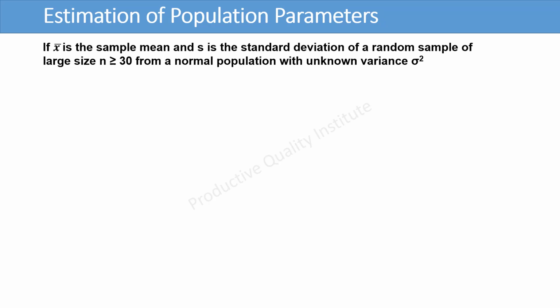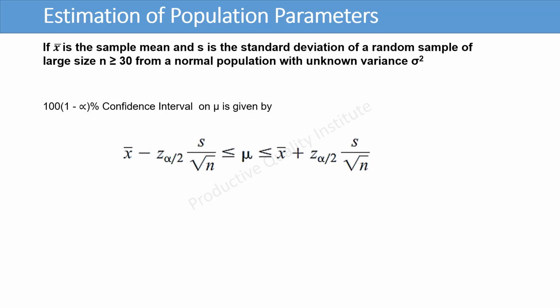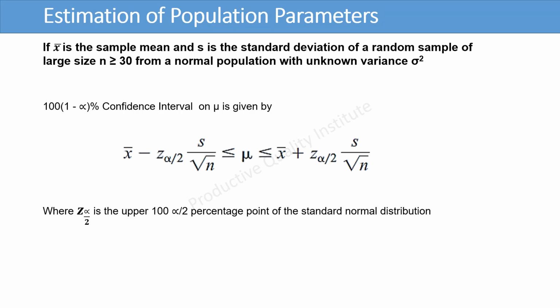Assume that x bar is the sample mean, and s is the standard deviation of a random sample of size n greater than 30 from a normal population with a known variance. With a confidence interval of 100 times 1 minus alpha, the mean value of the population mu is given by the following equation. The equation expresses the range of the mean value of the population. Z of alpha over 2 is the upper alpha over 2 point of the standard normal distribution. The calculations will be clear during the next exercise.